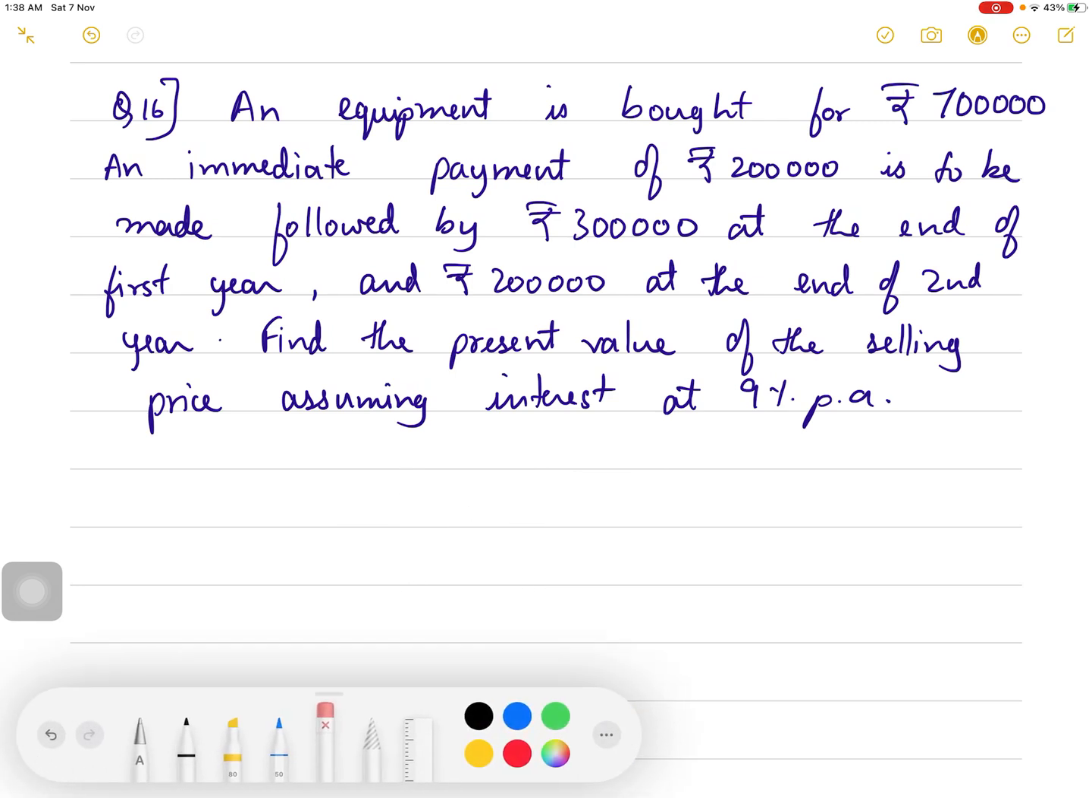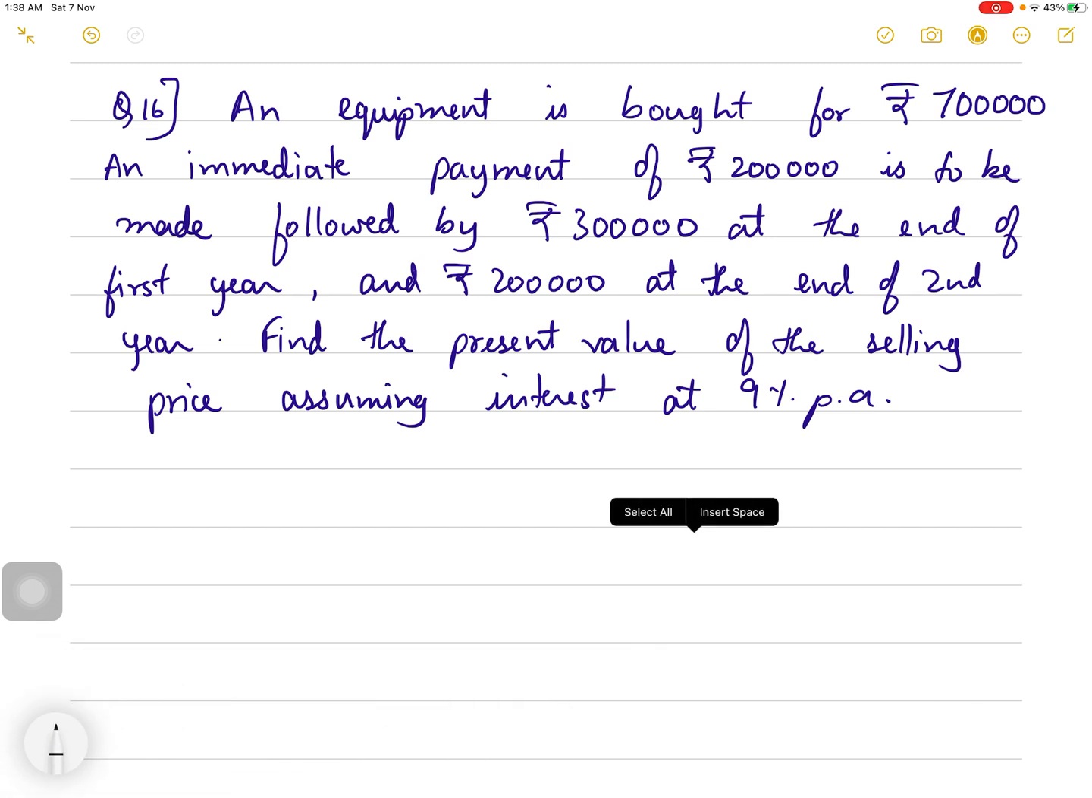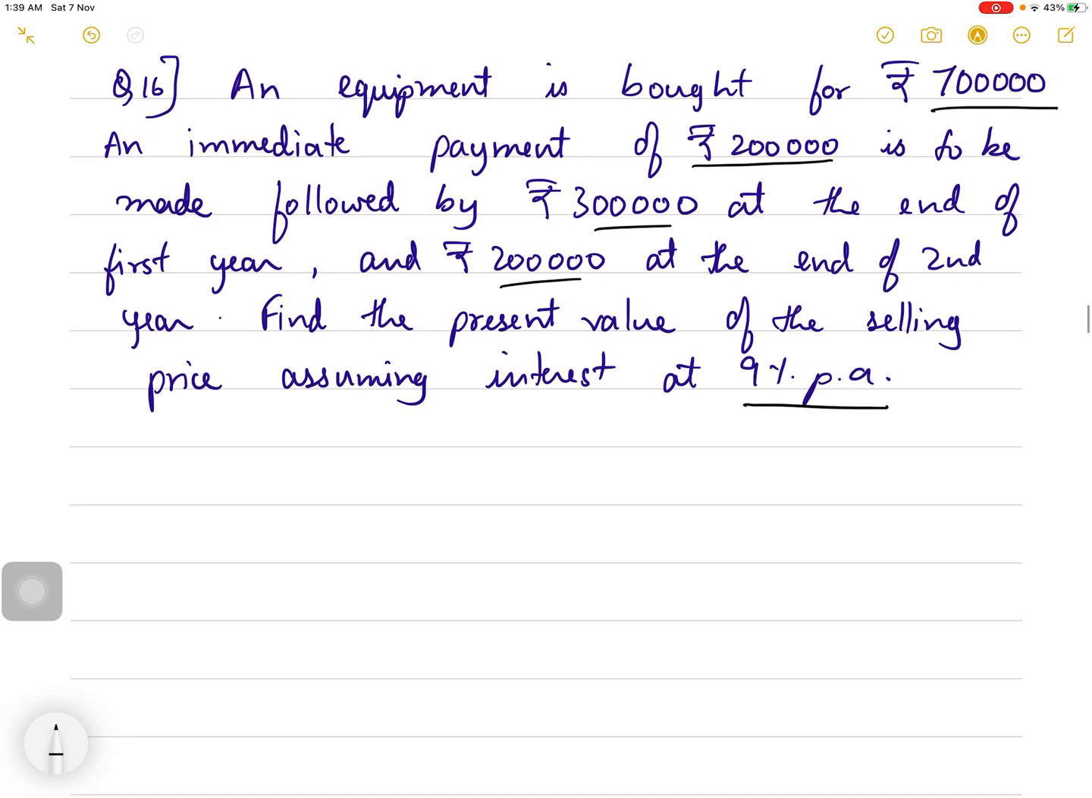Now here in the question, an equipment is bought for 7 lakh, with an immediate payment of 2 lakh. So 2 lakh you are paying today itself, that means 2 lakh is the present value, followed by 3 lakh at the end of the first year. That means after 1 year, 3 lakh is the future value, and 2 lakh at the end of 2 years. So you are paying 3 lakh after 1 year and 2 lakh after 2 years. Find the present value of the selling price assuming interest rate 9% per annum.